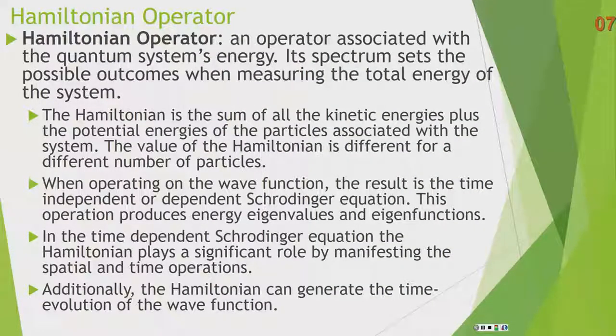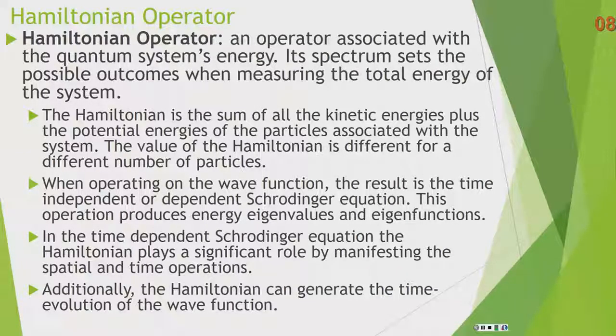Moving on to the Hamiltonian operator. This one is associated with the quantum system's energy. The Hamiltonian is the sum of the kinetic and potential energy of the wave packet. It's different for a different number of particles. When the Hamiltonian operates on the wave function, we can get either the time-independent or time-dependent Schrodinger equation. This can then produce our eigenvalues for energy.